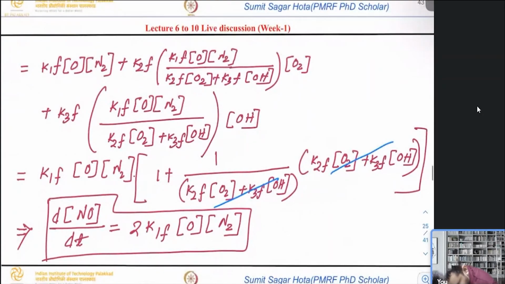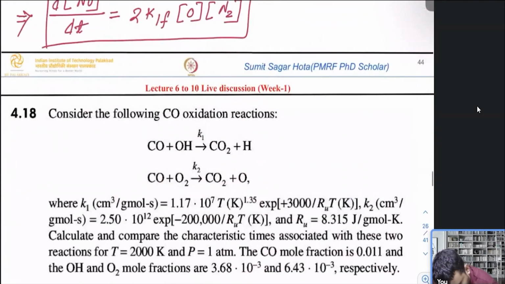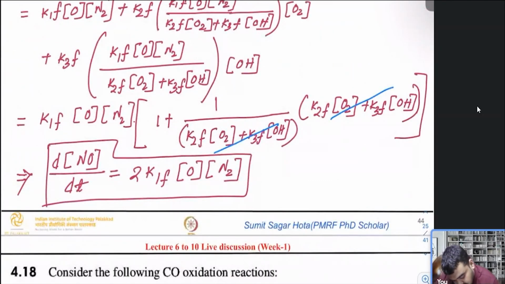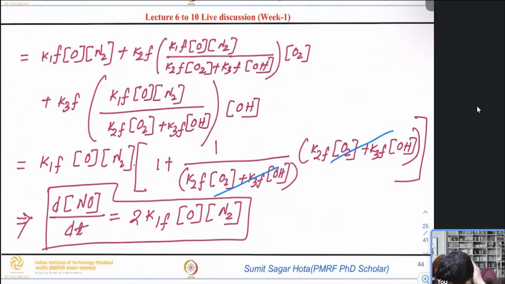You substitute all those values. Then your final expression of d[NO]/dt equals 2 K1F [O][N2]. So this is our final answer. Let's just see the steps of how it's done.